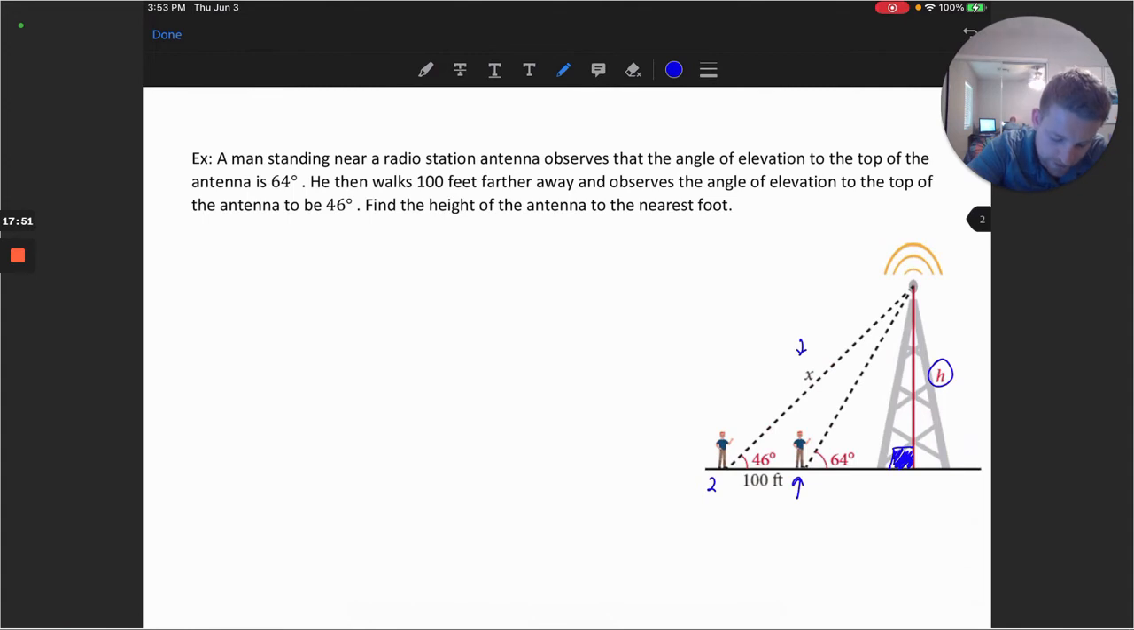We do have the angle here, 46 degrees. Since this overall is a right triangle, if we were able to find x, we could set up a ratio that said the sine of 46 degrees is equal to the opposite, that's the h, divided by the hypotenuse, which happens to be the x. So ultimately, that's where we want to get to. We'd like to solve for x, and then we'll be able to solve for h using a simple sine function.